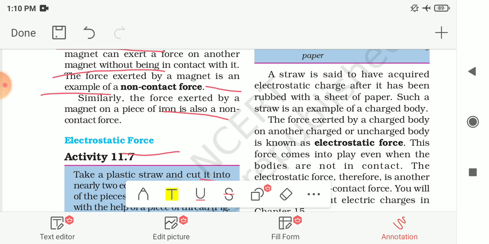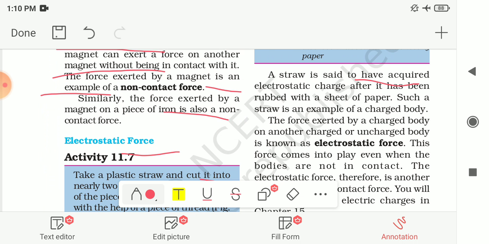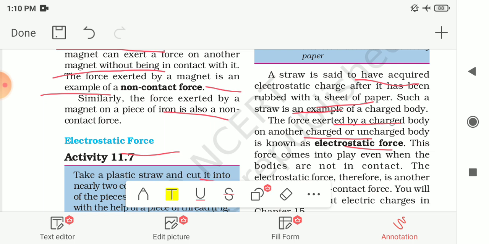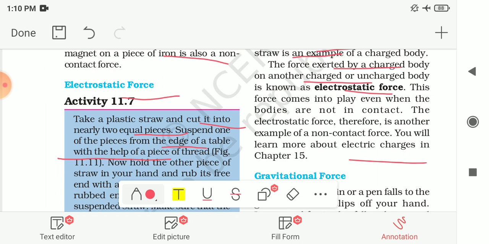Here it is given to you that a straw is said to have acquired, that means gained, an electrostatic charge after it has been rubbed with a sheet of paper, and such a straw is an example of a charged body. And the force exerted by a charged body on another charged or uncharged body is known as the electrostatic force. This force comes into play even when the bodies are not in contact with each other. So the electrostatic force is another example of a non-contact force.